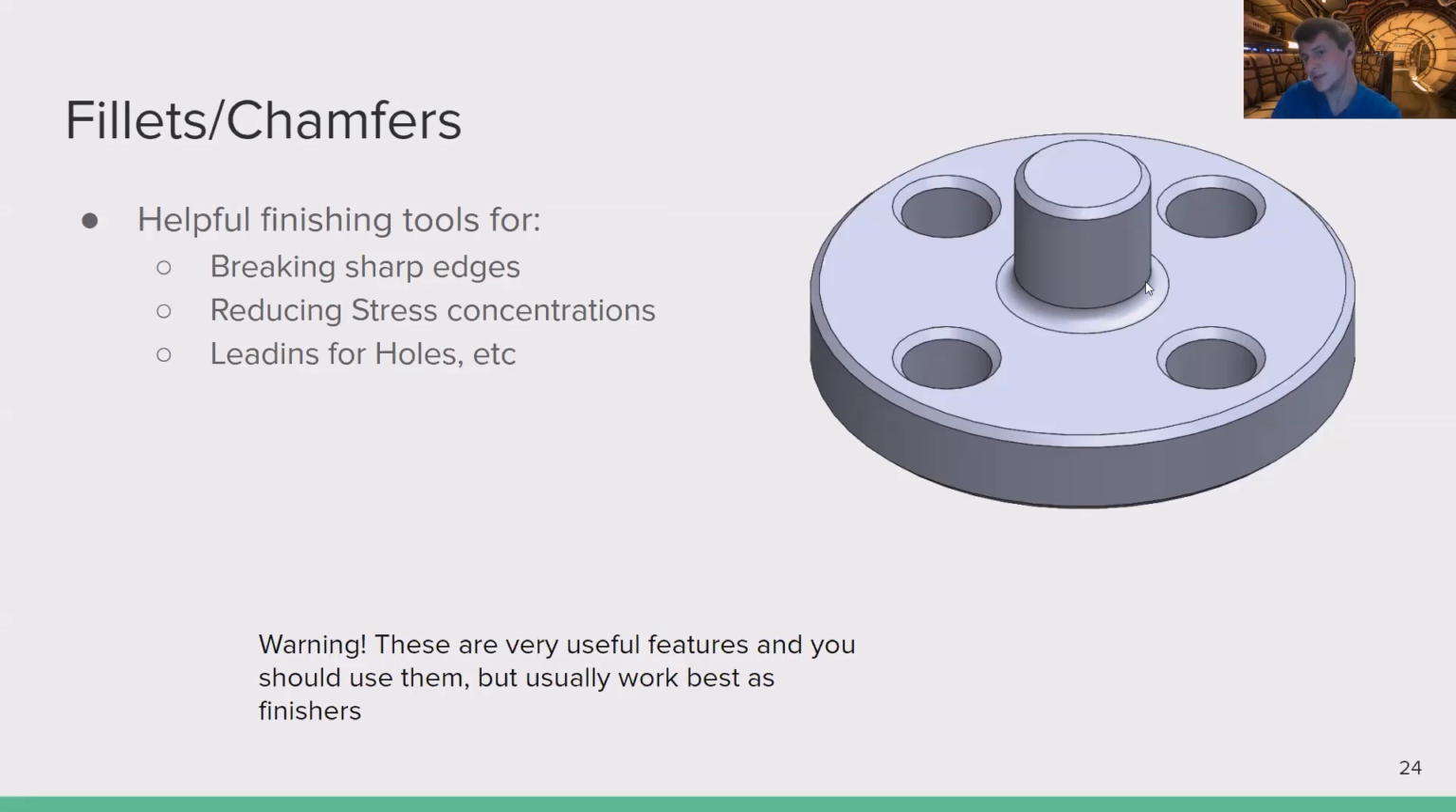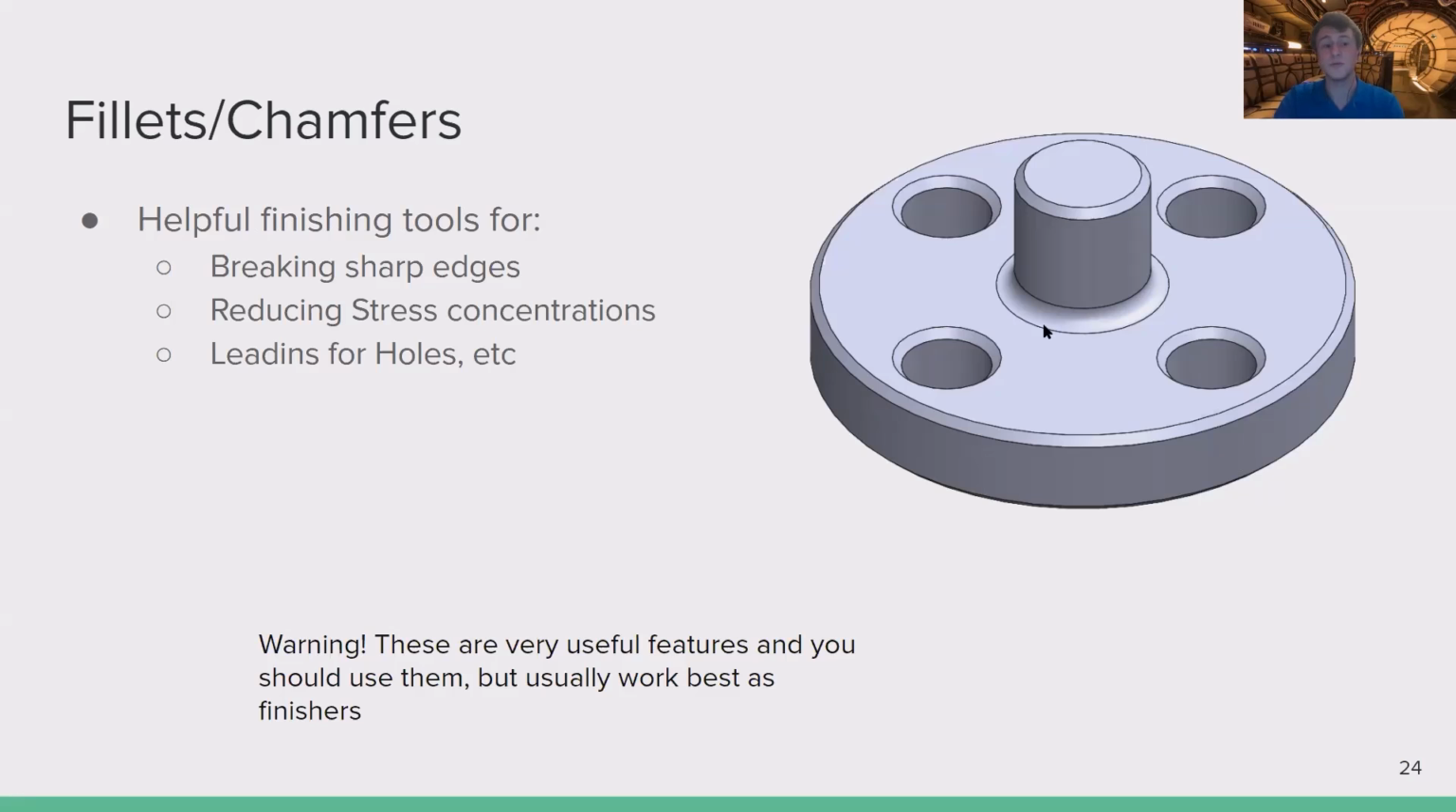I don't know how well you can see it in this picture, but this is some radius going between 2 features. This is really useful. Breaks sharp edges, you won't hurt yourself, reduces stress concentrations. If you're meching, you might take classes later on that will tell you what that means, but basically if you just have some extra meat here instead of a sharp corner, that will reduce how much load is taken right at that corner, and you might have less breakage in your part.